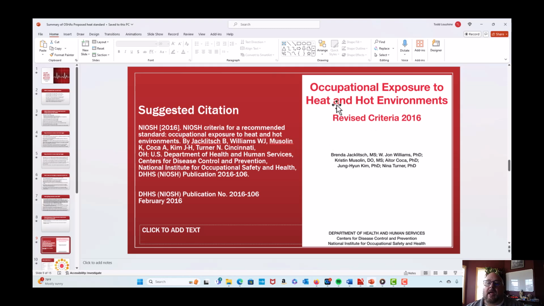free. You can find it online, the Occupational Exposure to Heat and Hot Environments, revised in 2016. Again, this is through NIOSH. Here's the citation over here. So it's NIOSH publication number 2016-106.